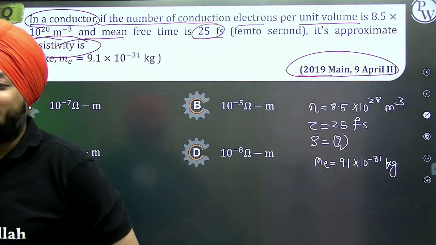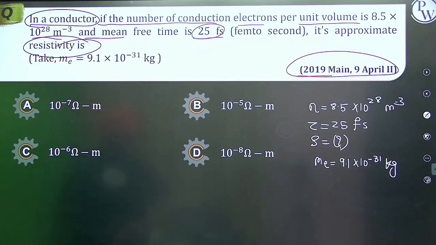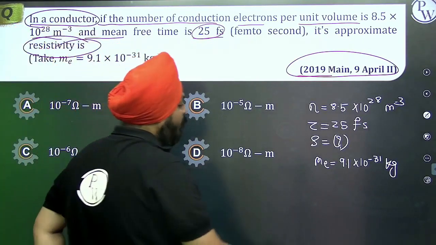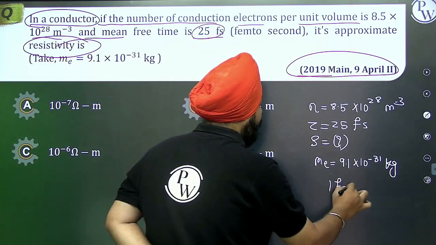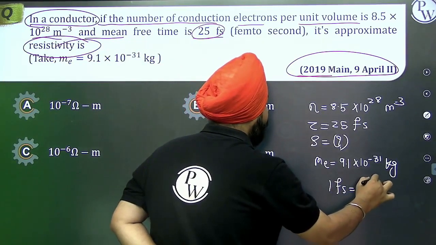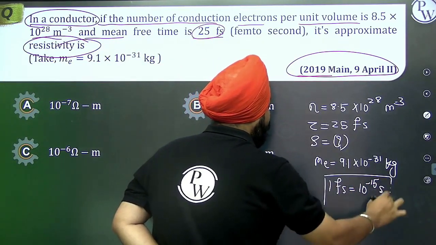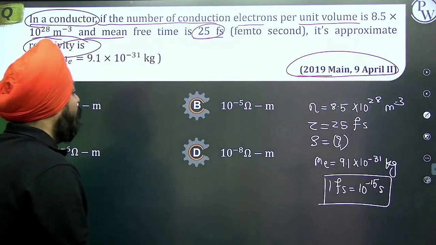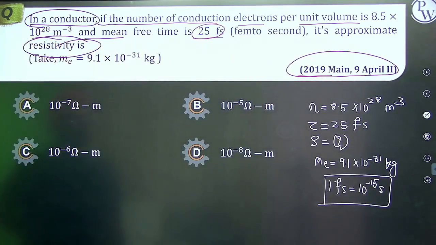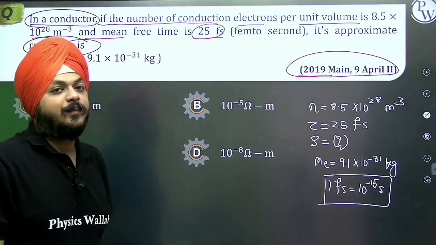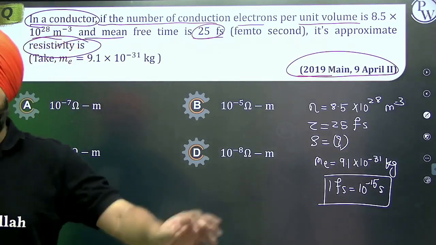Femtoseconds, a new term is going to come up. Have you ever heard about it? Yes or no? So 25 femtoseconds is given. First of all, I want to tell you all, 1 femtosecond is equal to 10 to the power minus 15 seconds. Okay, I'm moving aside.